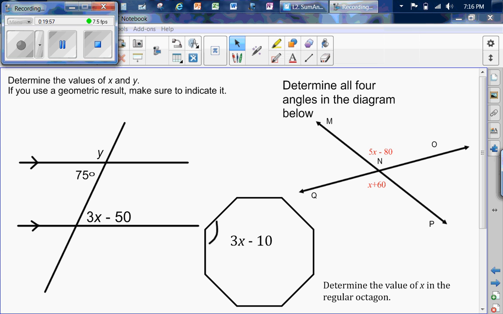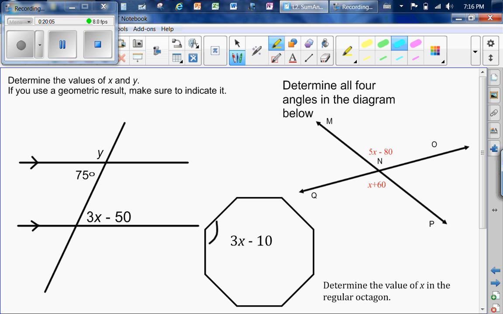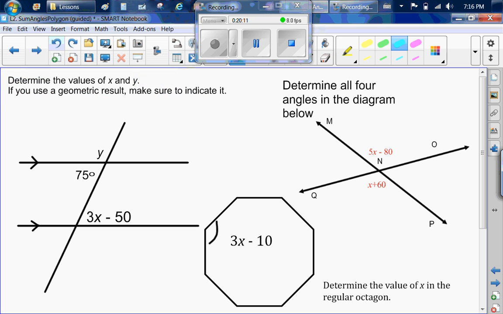Okay, so here we go. I have fixed it for you. All three of these. So the first one, determine the values of x and y. And I don't know why that's happening. But determine the values of x and y using the parallel lines. The next question, determine all four angles in the diagram. And then the last one, the regular octagon, determine the value of x.